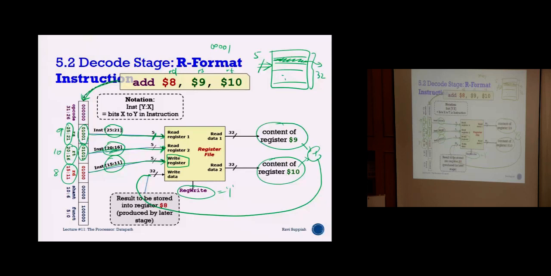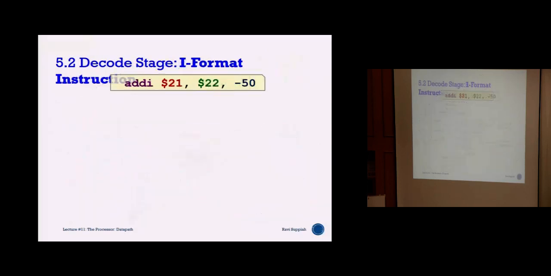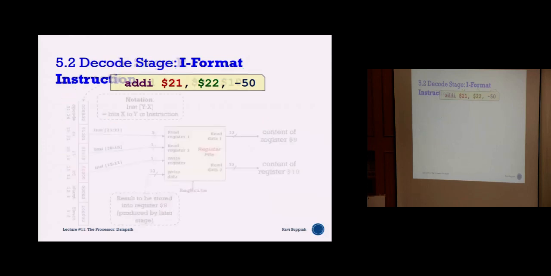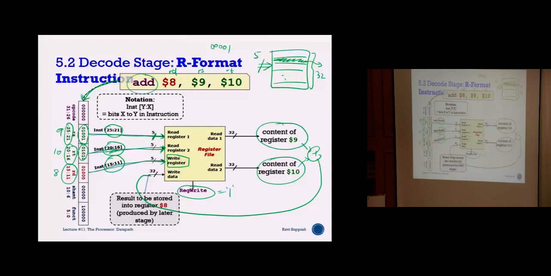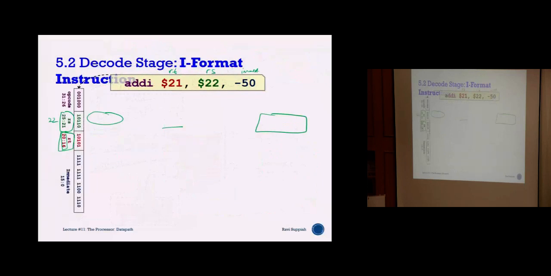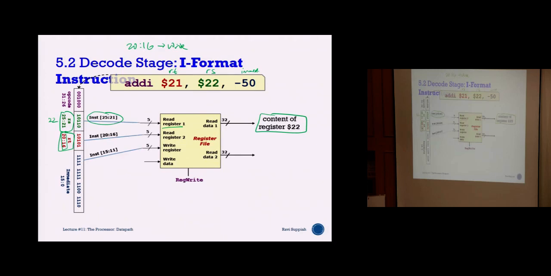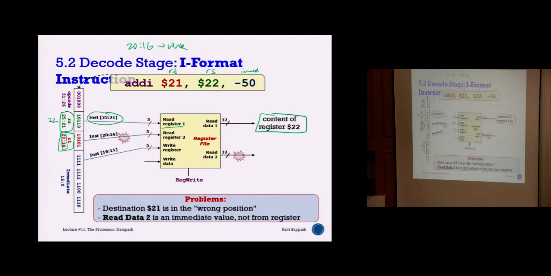In an R-type instruction, when I read bit 20 to 16, it is a read register, correct? But in my I-type instruction, 20 to 16 is a write register. So I cannot follow the same mapping. It is wrong. So what must I do?